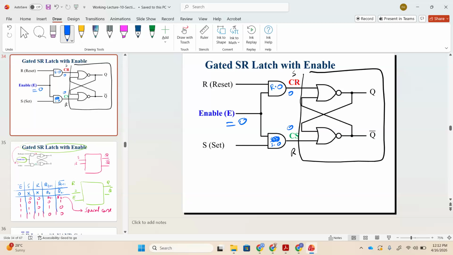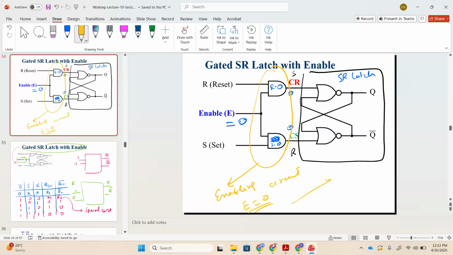Why this enable thing? Please look at the block diagram and see the pattern. Now this is an enable signal. This is the original SR latch, and this part of the diagram is actually the enabling circuit. When E is equal to 0, it will make the original S to be 0 and R to be 0. And when S is 0 and R is 0, it retains its previous value. Any question?